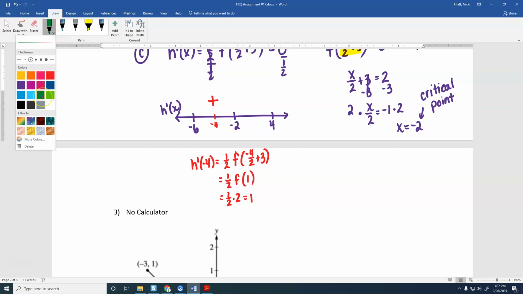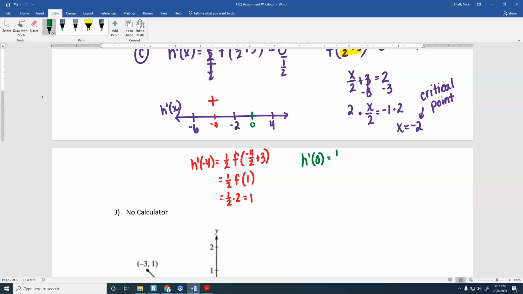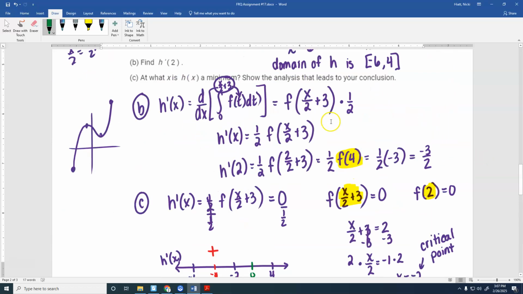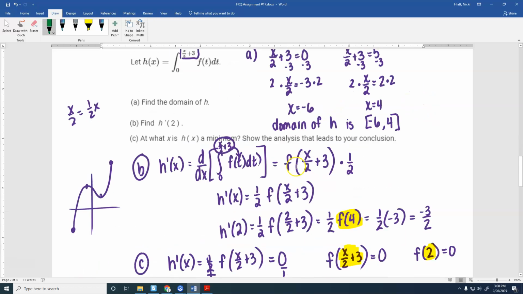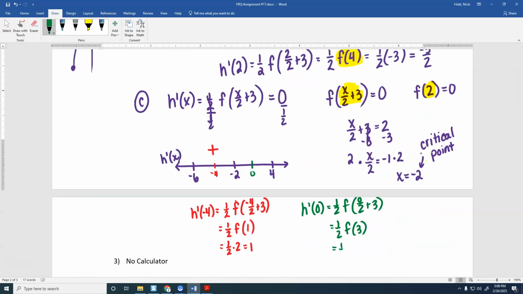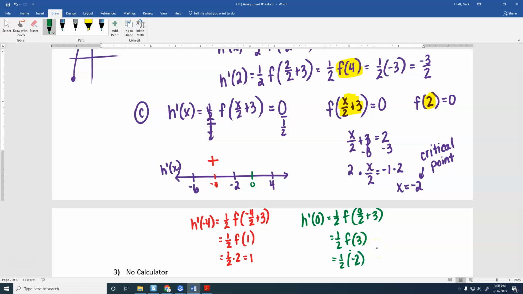Then I want to do the same thing with a number over here. I like 0 for that. So h prime of 0 would be 1/2 f of (0 over 2 plus 3), which is 1/2 f of 3. And f of 3, from my graph, is negative 2. So I get 1/2 of negative 2, which is negative 1. That gives me a negative right here. We need to do a little bit more to finish this, which I will finish up for you guys at the beginning of class tomorrow.